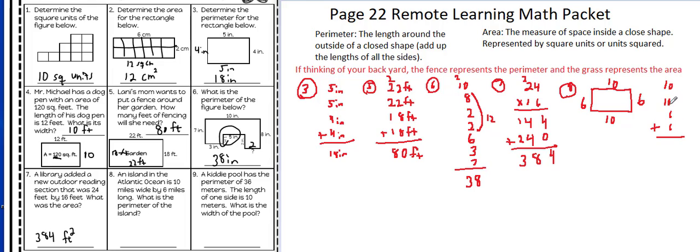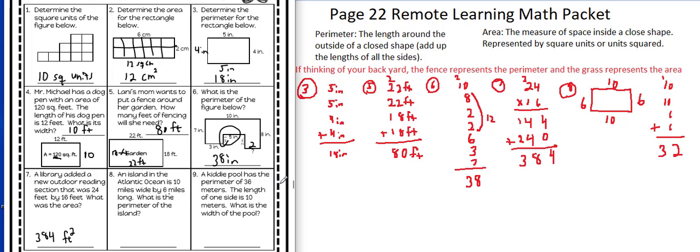All right, 0, 0, 6 plus 6 is 12. Carry my 1, 1, 2, 3, 32. And it is miles. So the perimeter is 32 miles. Now remember, here it was area, that's why it was feet squared and the units was feet. Here it's miles and perimeter, so it's just miles.